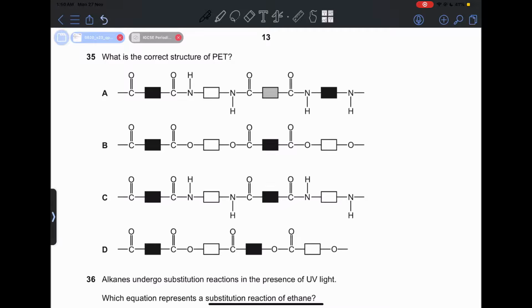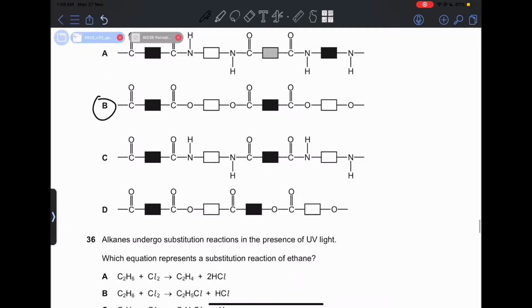35. What is the correct structure of PAT? This is actually B. So our answer is going to be B.